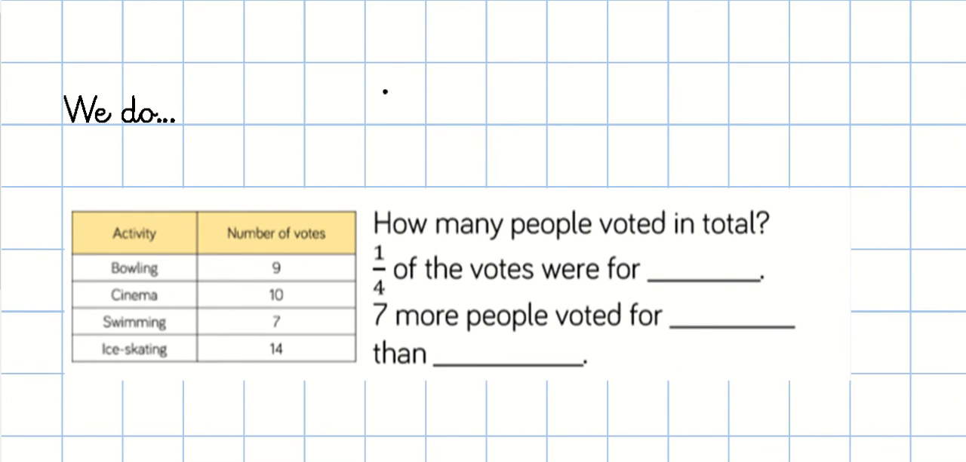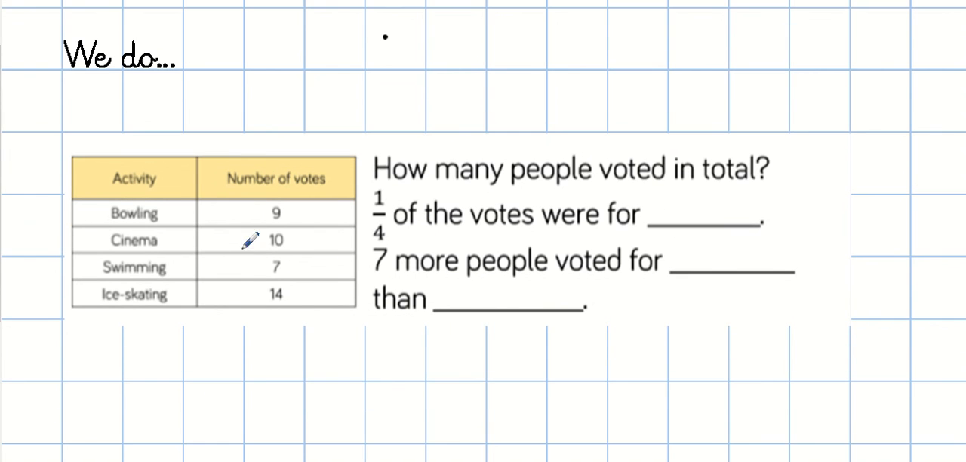Let's do this one together. How many people voted in total? That's our first question. Here we have all our votes and we need to add them up. Quickly pause the video and add them all up, and then we'll go through it. Now that you've paused the video and added them up, let's go through it. 9 add 10 equals 19. 19 add 7 equals 26. And 26 add 14 equals 40. You could have used column addition to help you, but the answer is 40.